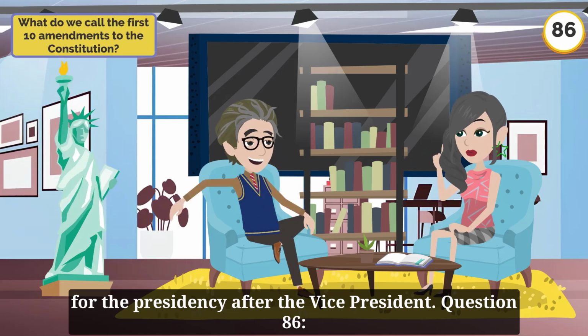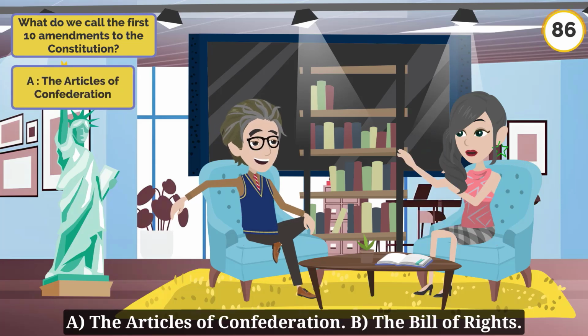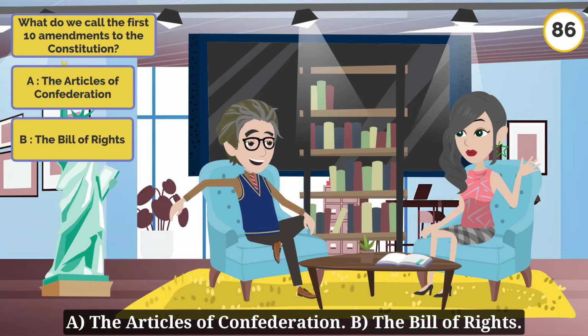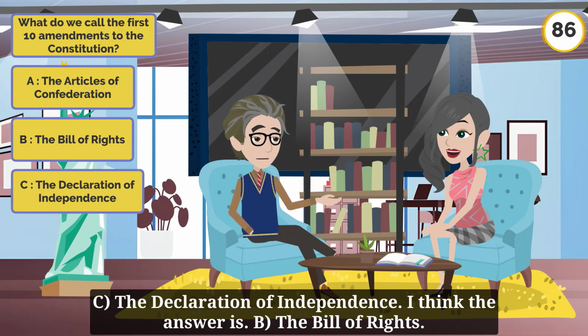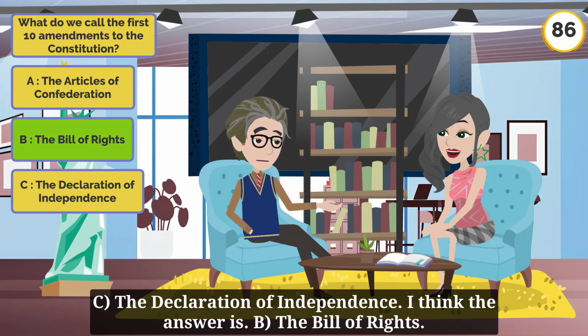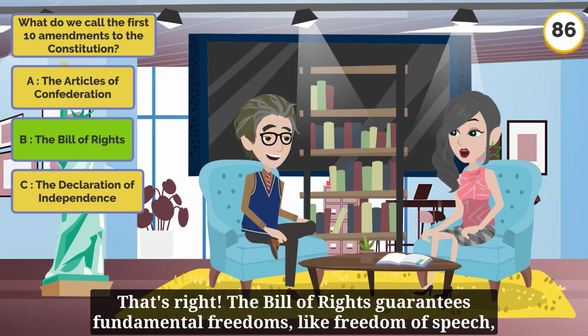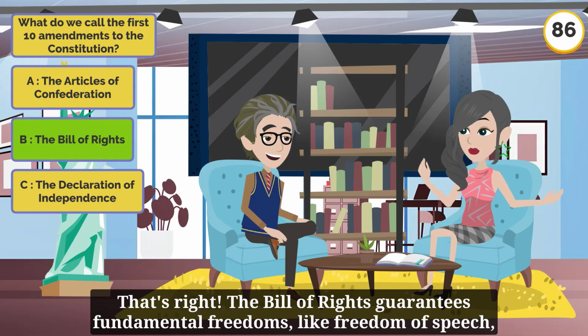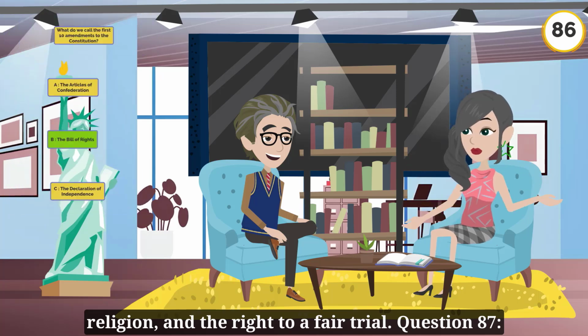Question 86. What do we call the first 10 amendments to the Constitution? A. The Articles of Confederation. B. The Bill of Rights. C. The Declaration of Independence. I think the answer is B. The Bill of Rights. That's right. The Bill of Rights guarantees fundamental freedoms like freedom of speech, religion, and the right to a fair trial.